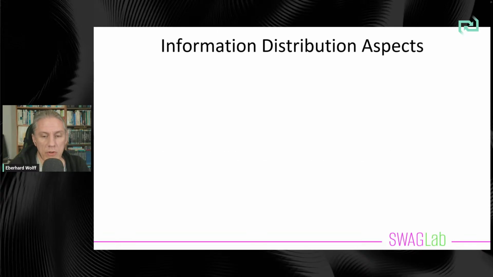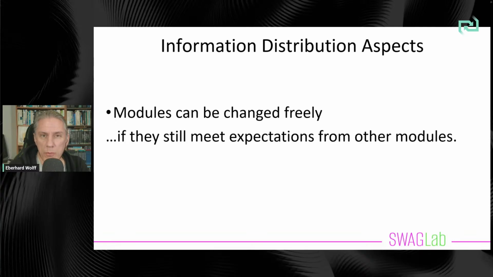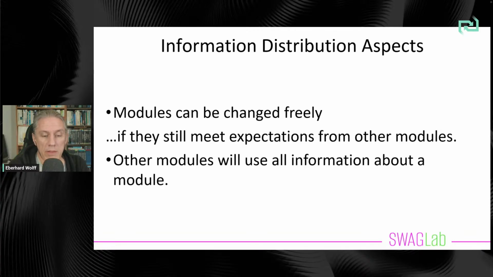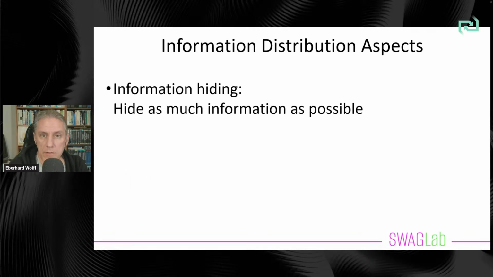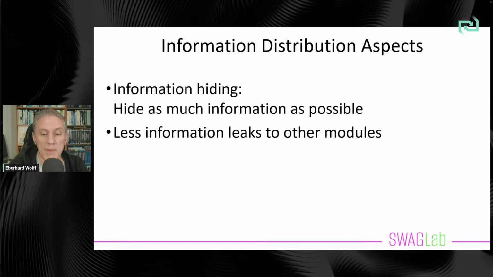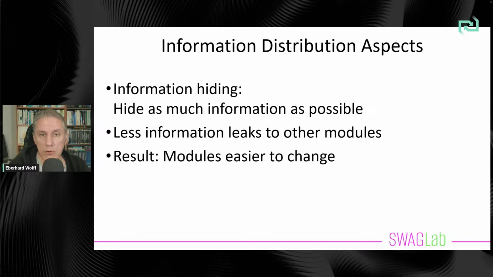The information distribution aspects basically say modules can be changed freely if they still meet the expectations from other modules, or I should probably rather say from other developers. And also other modules will use all the information about a module. And therefore, the concept of information hiding is invented in that paper, which says, well, you will hide as much information as possible, because if less information leaks to other modules, then the result is that modules are easier to change because there is less information that other modules rely on, and there is more stuff that you can change because there is just less that leaks out.